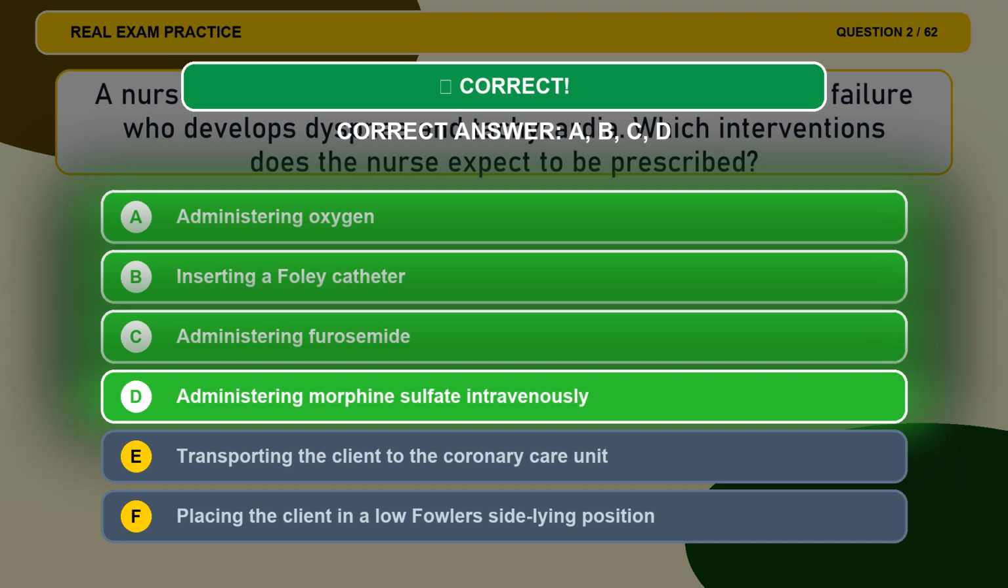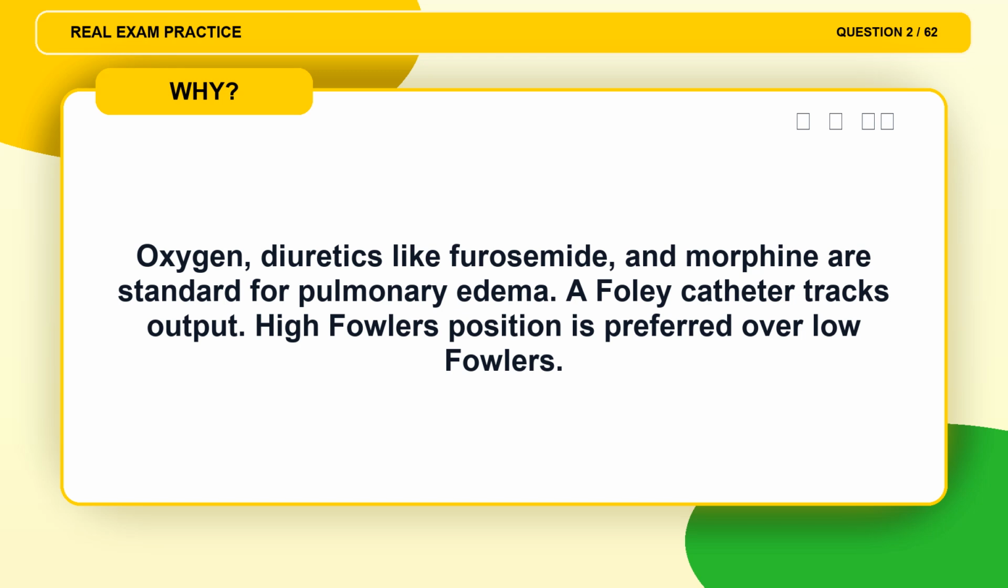The correct answers are options A and B and C and D. Administering oxygen. Inserting a Foley catheter. Administering furosemide. Administering morphine sulfate intravenously. Oxygen, diuretics like furosemide, and morphine are standard for pulmonary edema. A Foley catheter tracks output. High Fowler's position is preferred over low Fowler's.